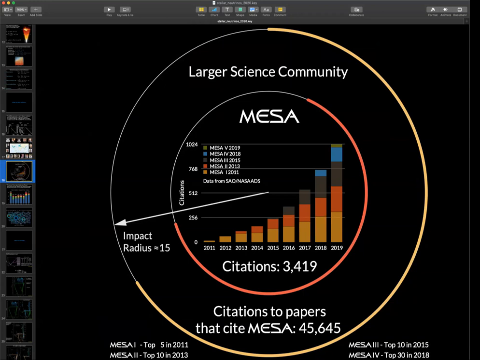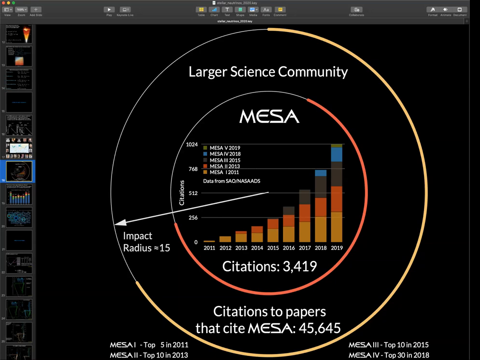But these people write their articles on using MESA. And then the question is, how often are those papers cited? In other words, is the science that MESA enables of value to the larger community? So you take a look at the citations to papers that cite MESA themselves. So it's one ring out. This is the double ring motif of the image. And there's about 50,000 articles that cite papers that cite MESA. So this gives it an impact radius of about 15. That's 45,000 divided by about 3,000, 3,500 or so. And so this is one metric of MESA having a larger impact other than those stellar jockeys who like stars. And MESA certainly has made it into the top 5 and top 10 for the various publication years.